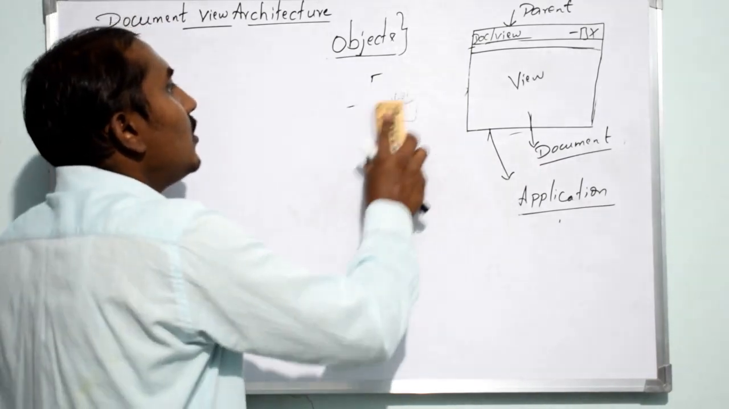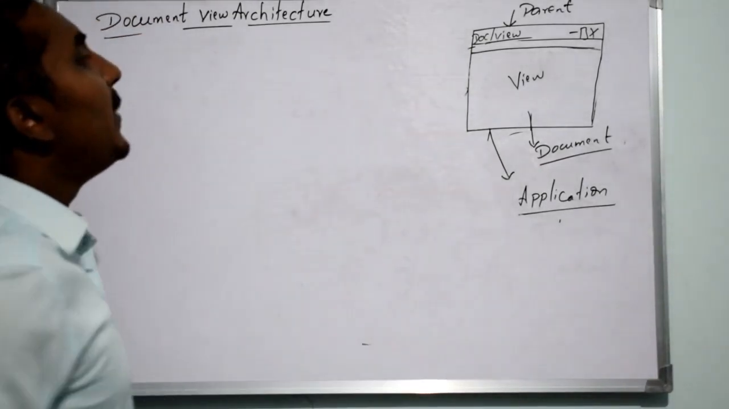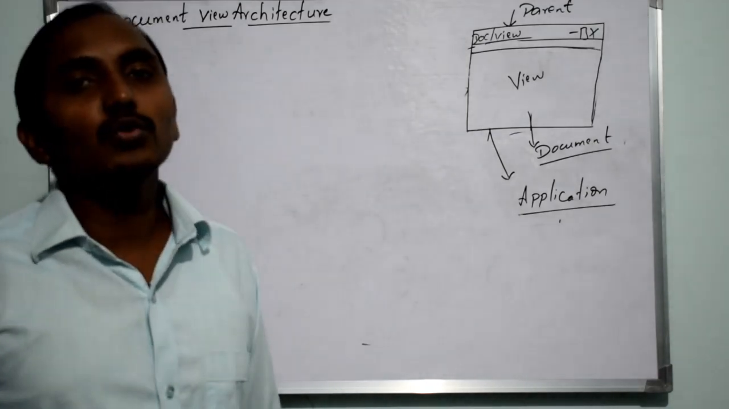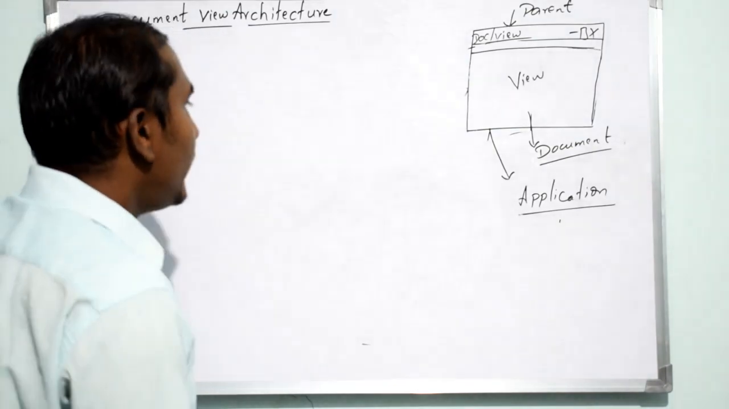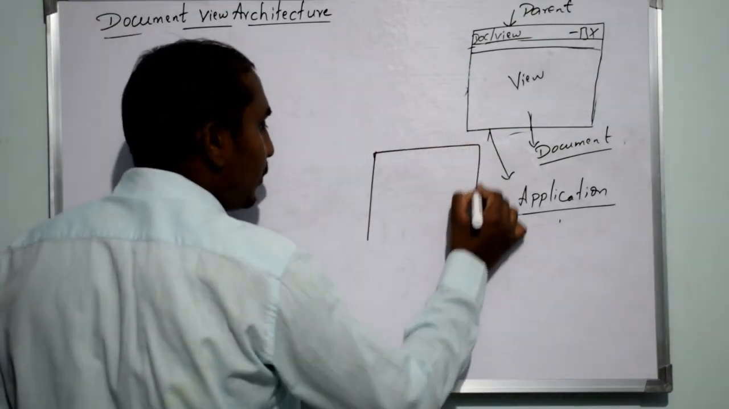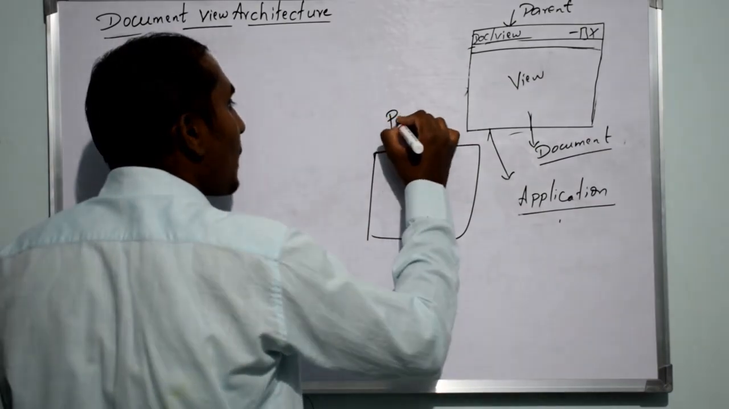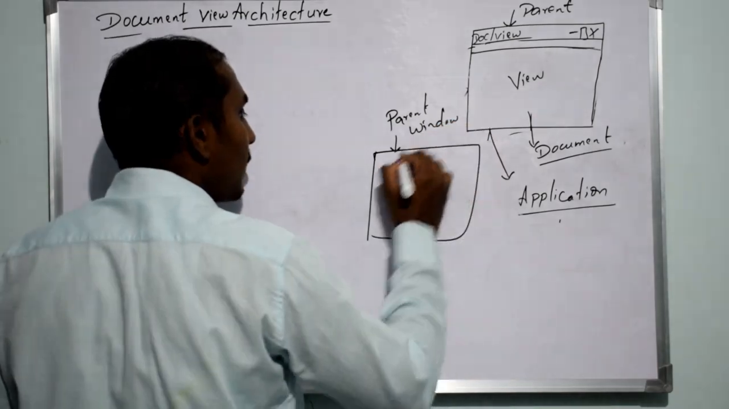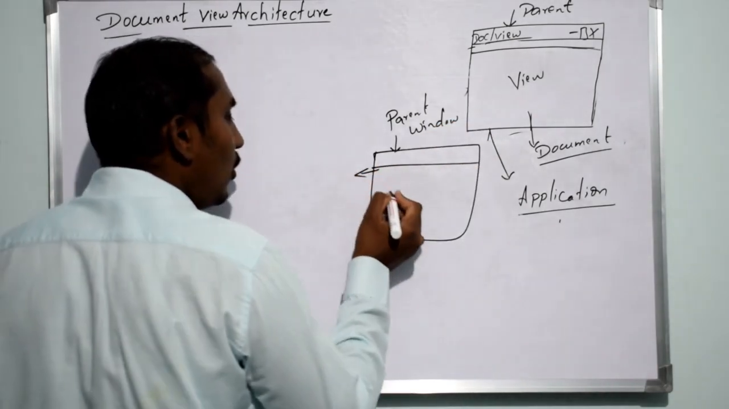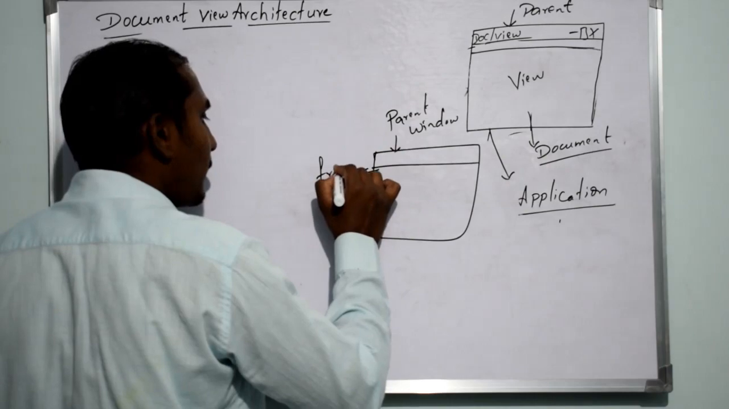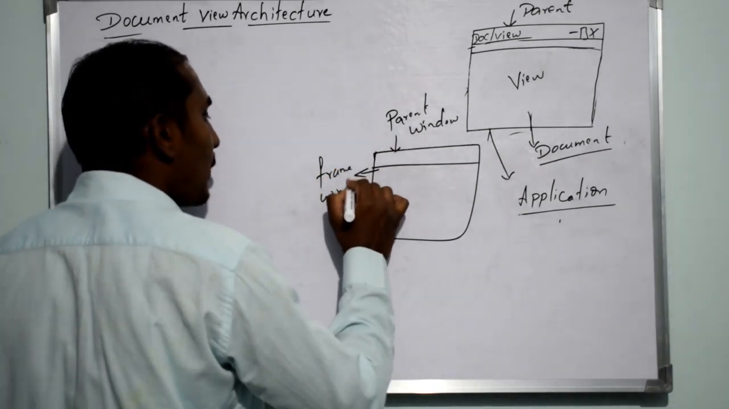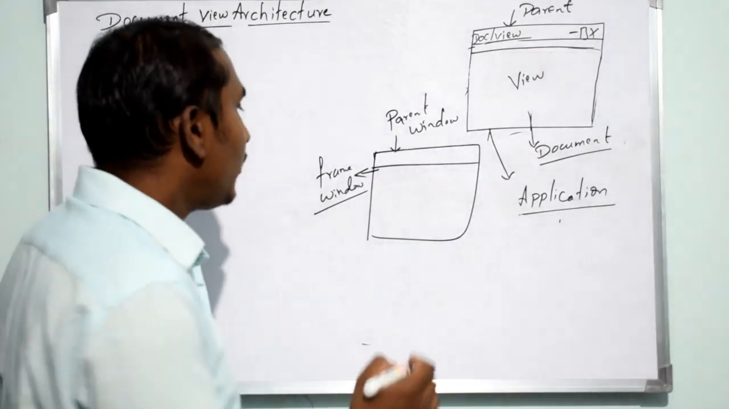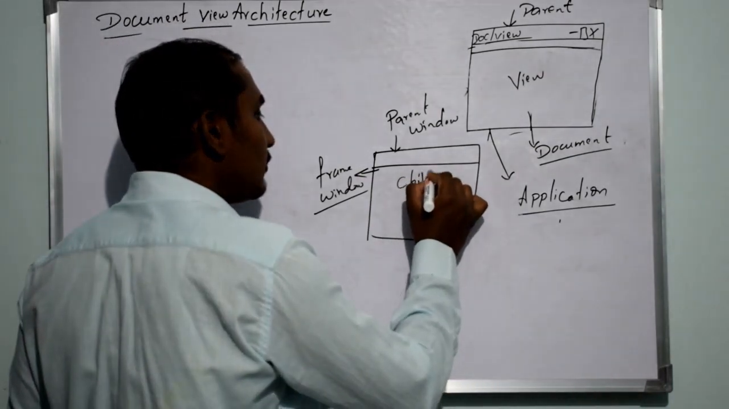Now we are coming to how the application will look. Whenever you create an application using document view architecture, it will contain two things: the parent window and the frame window or child window. The parent window and the frame window, where we will be displaying child windows.